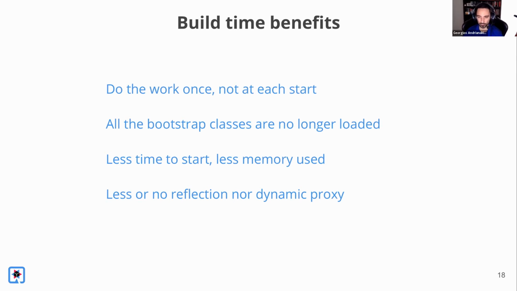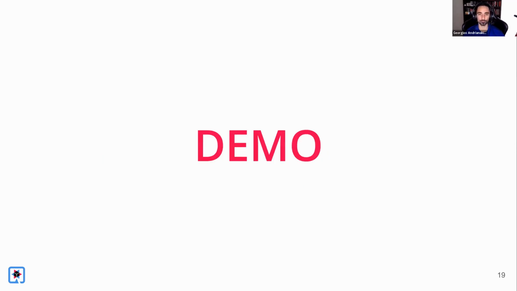And finally, because you can generate a whole lot of classes and configurations at build time, there is very little or almost no need for reflection or dynamic proxies, which definitely slow down the execution of Java programs at runtime. So this was a whirlwind tour of what Quarkus is at a very high level and what the benefits are.